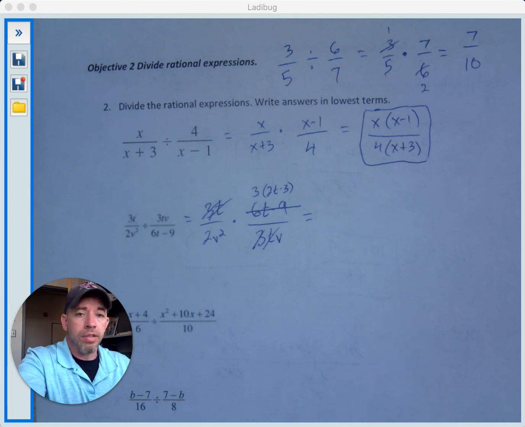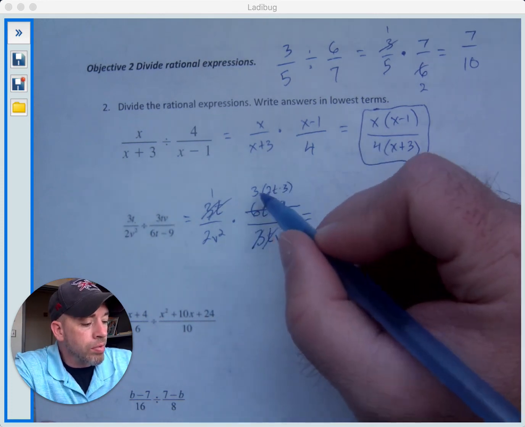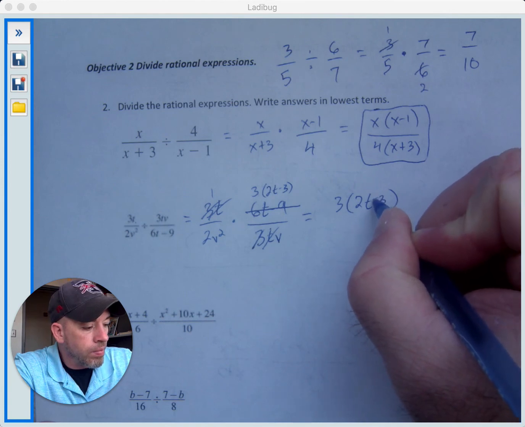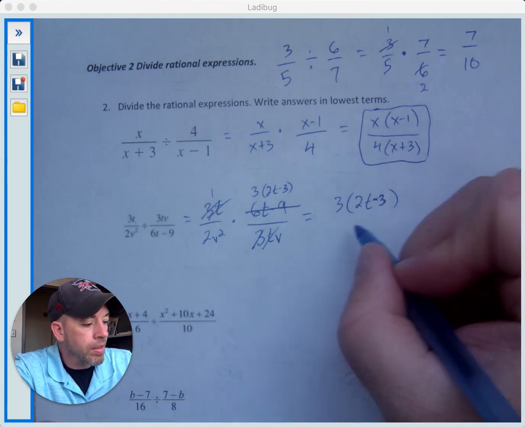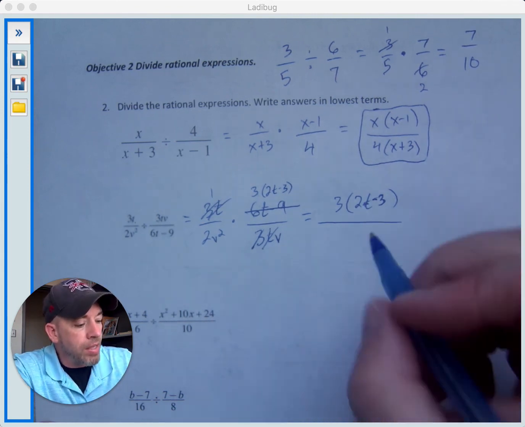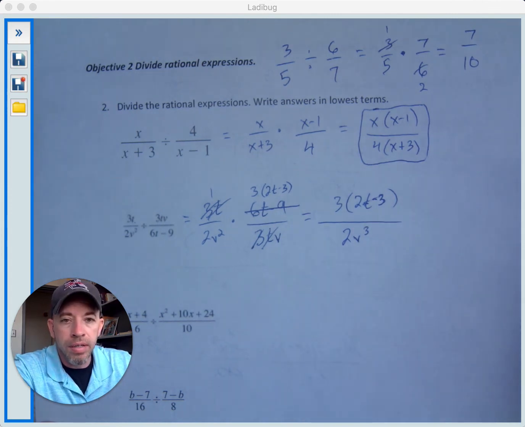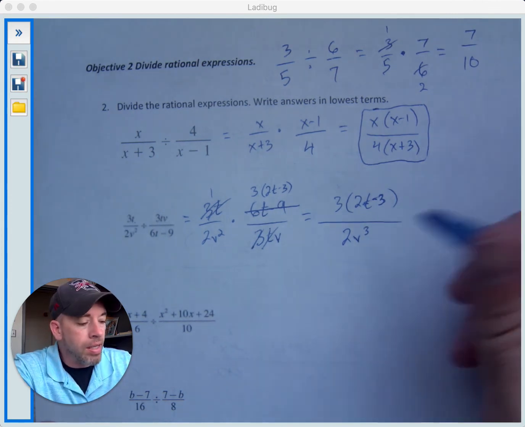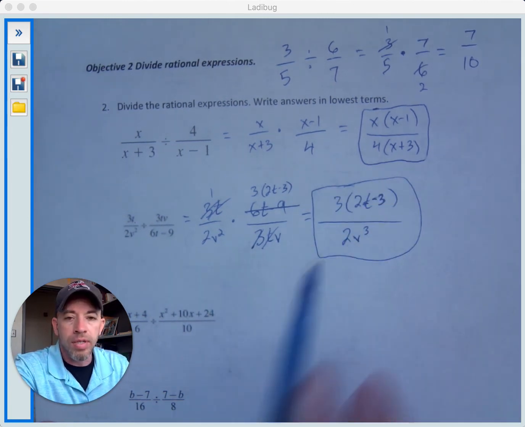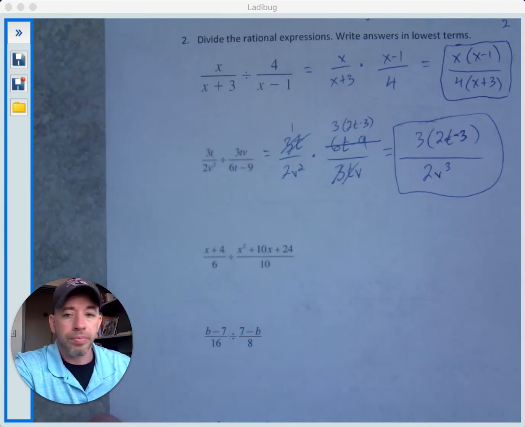So we multiply straight across. There's nothing here but an understood 1, right? So 3 times 2t minus 3, all right, over 2v squared times v, which is 2v cubed. That's it. We can't cancel anything else. And that's good. v squared times v gives us our v cubed there. And that's all we can do. Let's look at the next one.